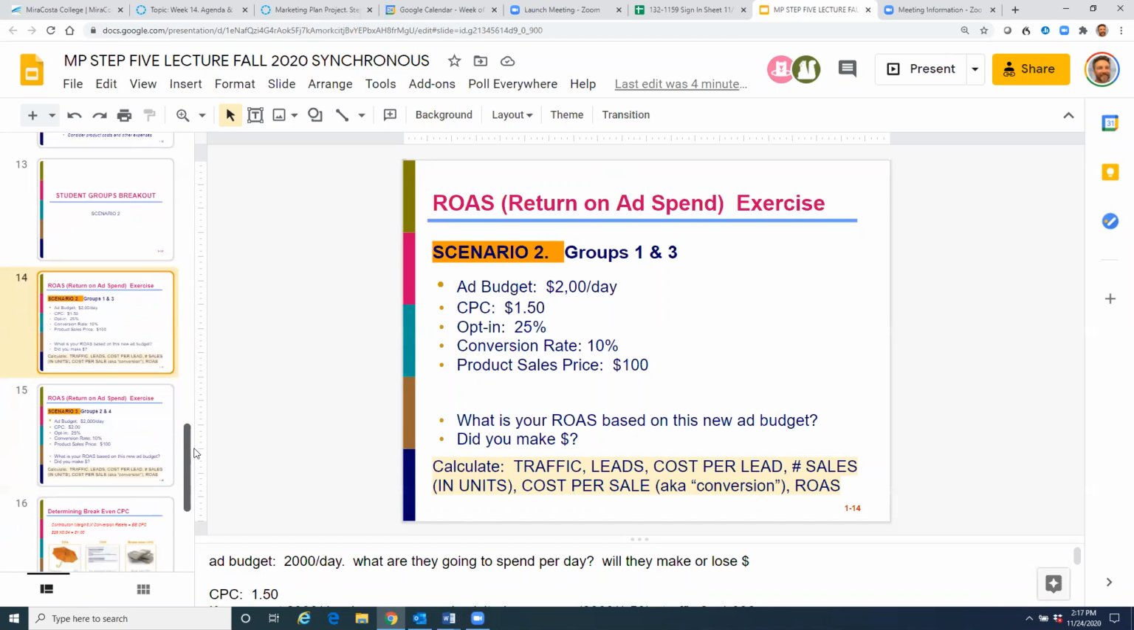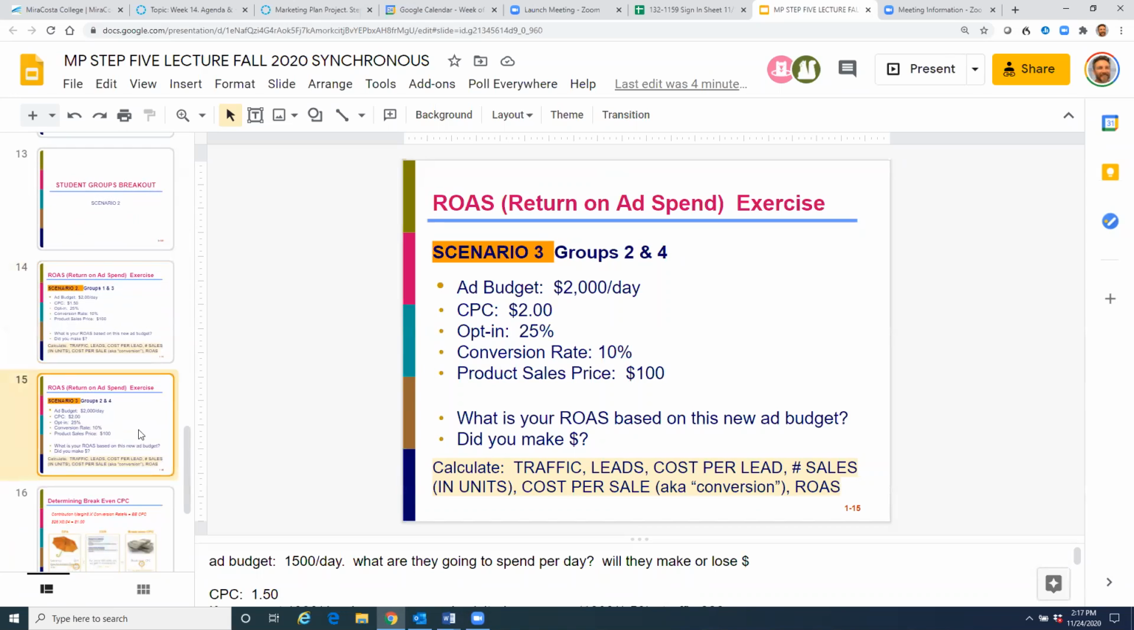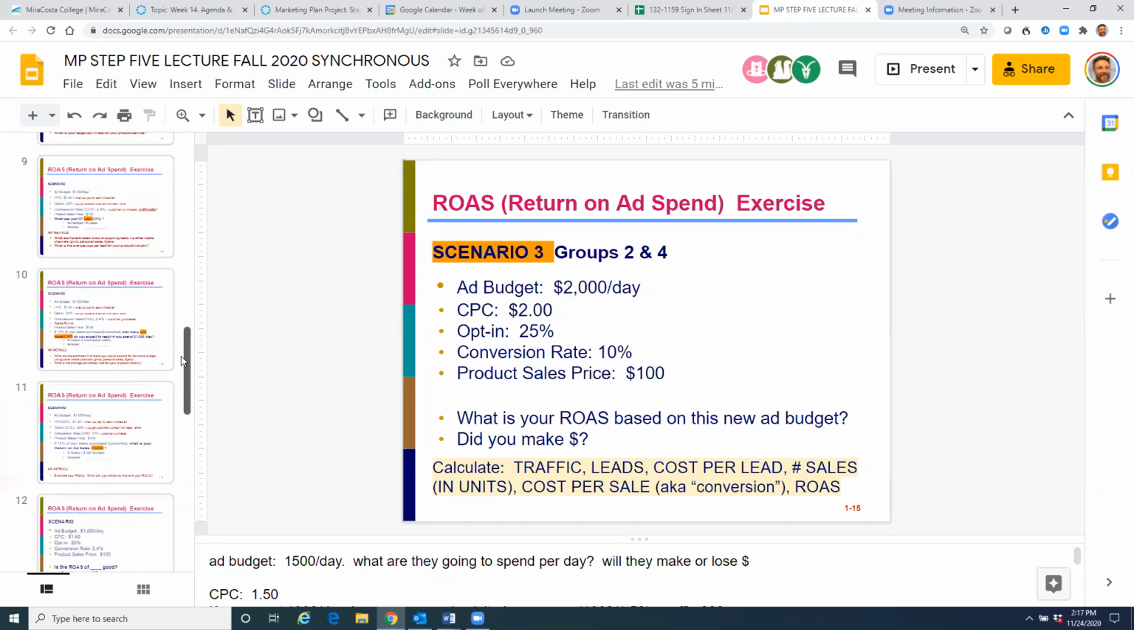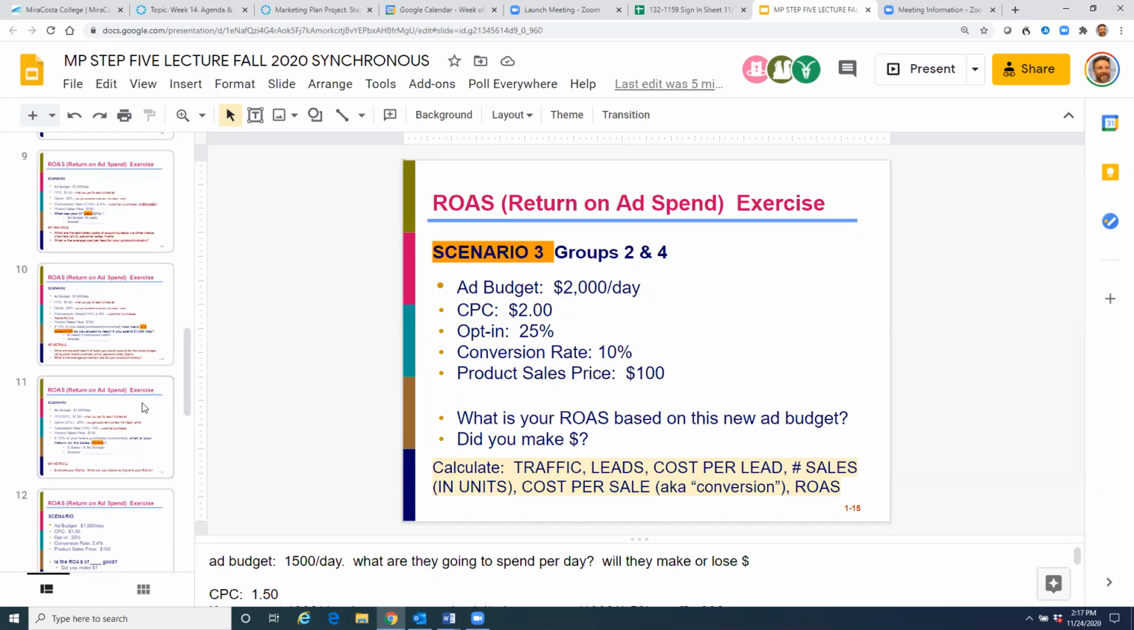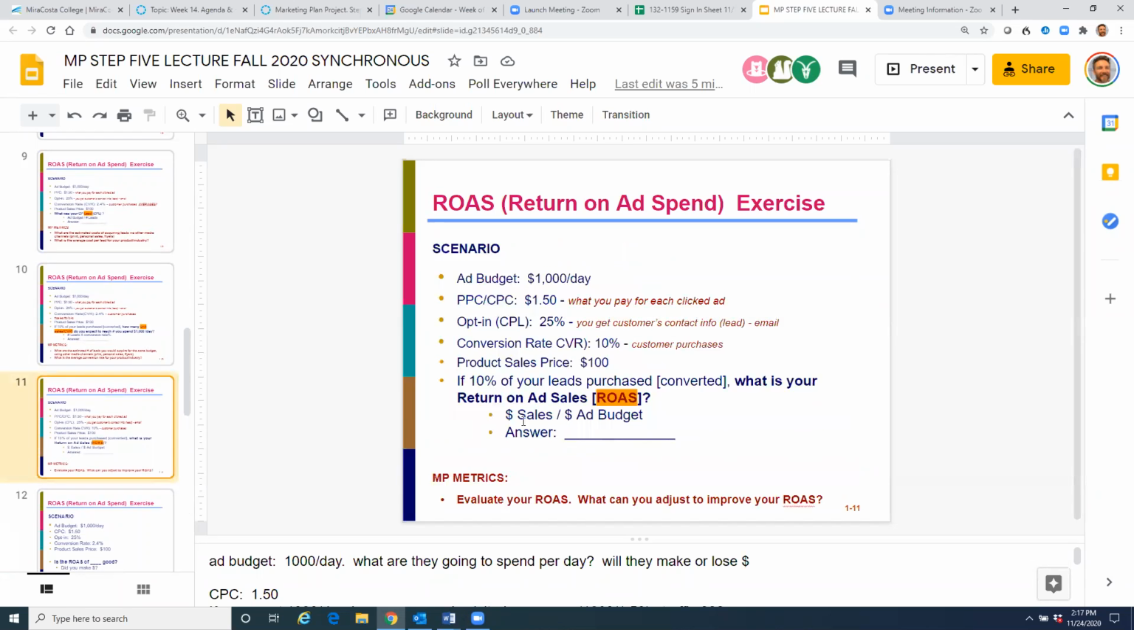So that's groups 1 and 3, and then groups 2 and 4, also a $2,000 budget, but now your cost per click has gone up to $2. Opt-in rate is 25%. Conversion rate is 10%. You want to get to that return on ad spend. You can go back through these slides and look at these steps, but the main calculation you need is your sales divided by your ad budget. That's how you get return on ad spend.